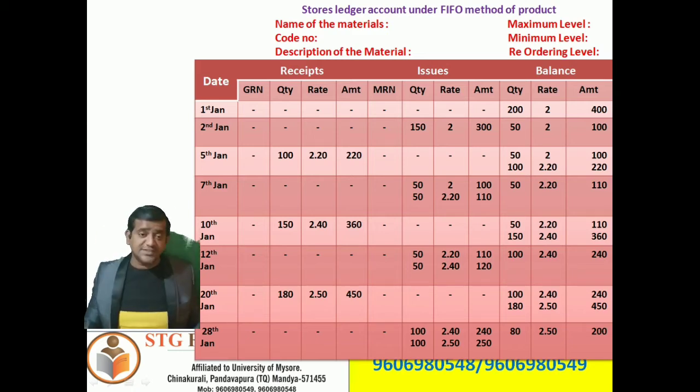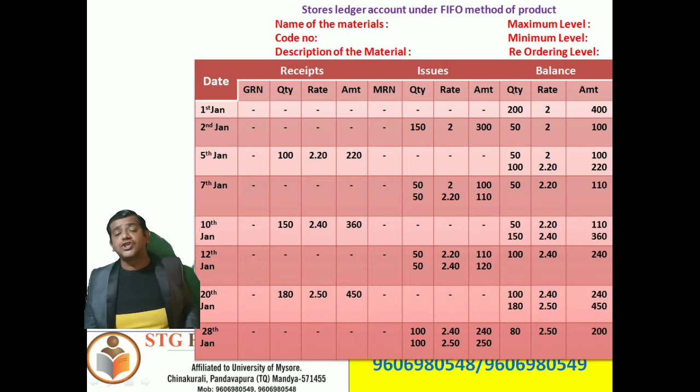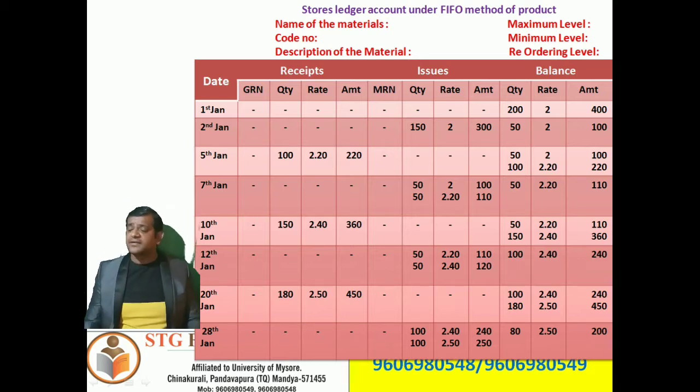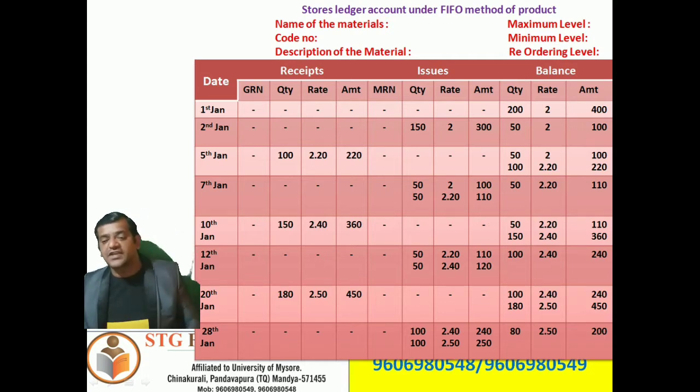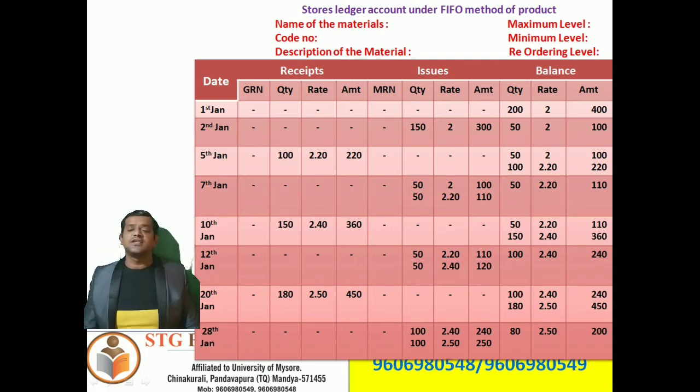Clear? Now on 2nd January, there is an issue. So you need to mark nil in the receipt column: dash for GRN number, quantity, rate, amount. There is no MRN number, but 150 quantities issued. So in the issue column, quantity 150, rate is 2 rupees. 150 into 2 is 300. So the balance on 2nd January will be, out of 200 units, I have issued 150. So 200 minus 150 is 50 at rupees 2, that is 100 rupees.